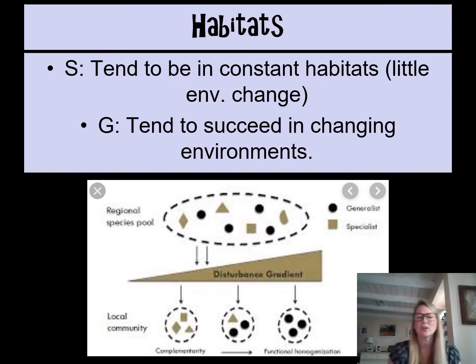All right, so look at their habitats, right? Because this will give us some information about how their populations work. A specialist species' habitat tends to be very constant. They can't have a lot of change because they're not adapted to that change. So they really do succeed in areas where they have very little environmental change. A generalist species can endure the change. And so if their population is subjected to some sort of changing environment, they tend to succeed. And that leads to an increased number in their population.